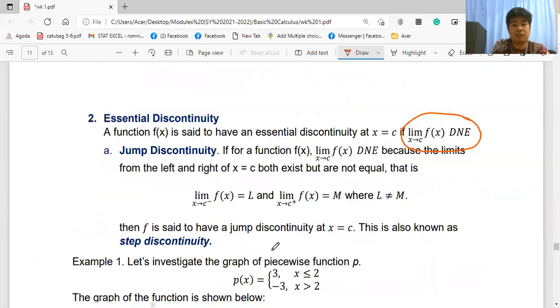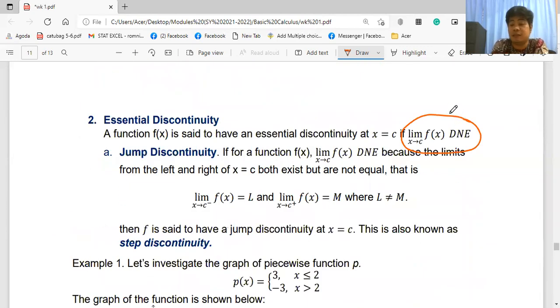They are approaching the same value, y. However, for essential discontinuity, ang limit does not exist. Okay? Tandaan natin na kapag ang limit ay infinity, that is technically defined as DNE. However, you have in the rule kasi, because you are describing the behavior of y, then you have to write positive or negative infinity. Okay, let's have the jump discontinuity.